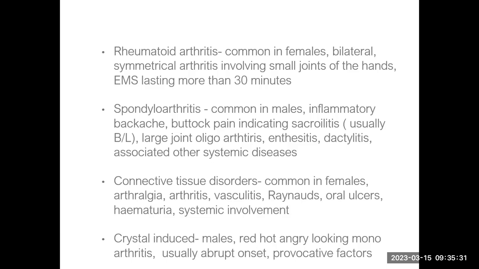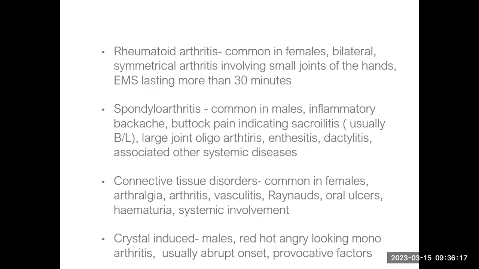And spondyloarthritis. Rheumatoid arthritis involves the appendicular joint system, the peripheral joints. In spondyloarthritis, as the name denotes, it affects your spine, spondylitis. It differs according to the variety, but compared to rheumatoid arthritis, it's usually more common in males. Inflammatory backache: the backache is more in the morning. The patient will tell you, I have backache which is more when I get up from bed, and when I do activities, the pain goes away, and it lasts more than 30 minutes. So inflammatory backache, buttock pain indicating sacroiliitis, large joint oligoarthritis mainly in the lower limbs, dactylitis and other systemic features.